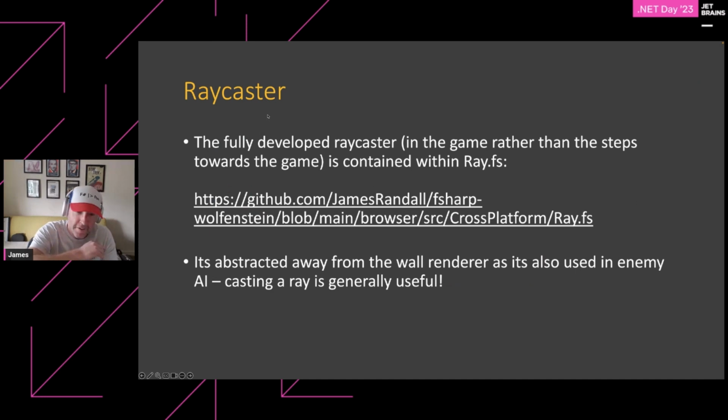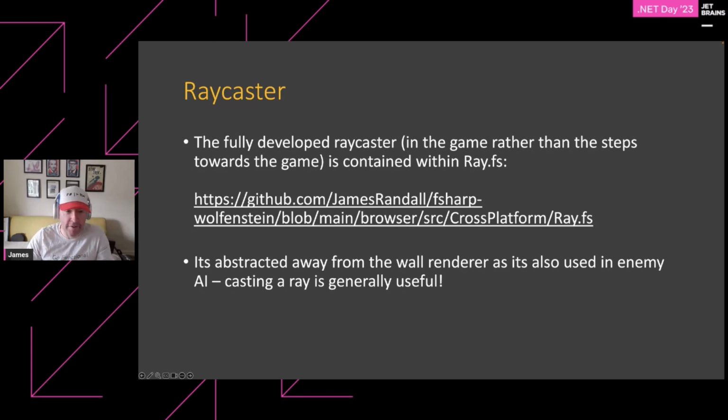So essentially, that's the Raycaster that's running in Wolfenstein. That small one is, if you were to look in the Wolfenstein code base, which we will shortly, basically the same Raycaster. It's kind of been abstracted out a little bit. It turns out that casting rays are generally useful. It's used, for example, for enemy bullets, and it's used for collision detection. So it's been abstracted away a little bit.